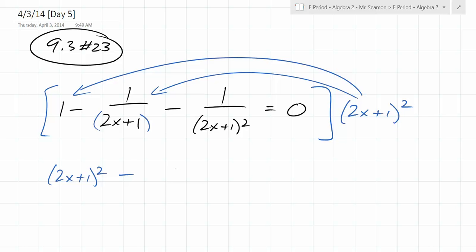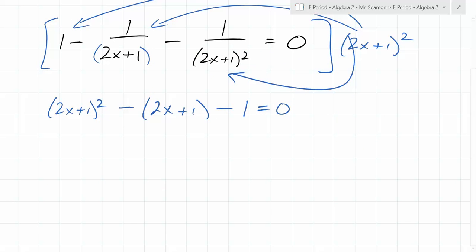What happens? One of them cancels, so it's just 2x plus 1, and then minus, what happens when you multiply this one right here? Stays. What cancels? The 2x plus 1 squared. Yeah, so you're just left with minus 1. And what's 0 times 2x plus 1 squared? 0. So a great thing to do is to multiply by that least common denominator when you can.